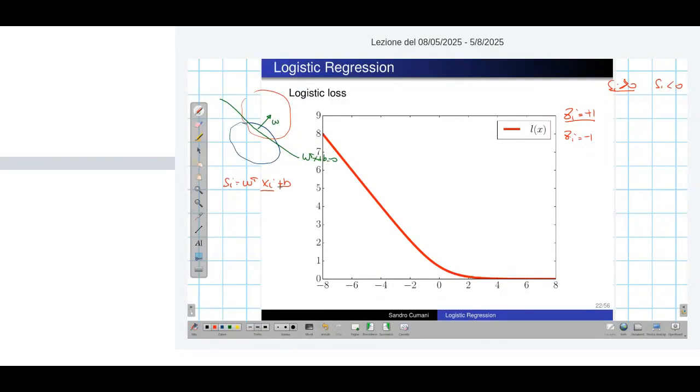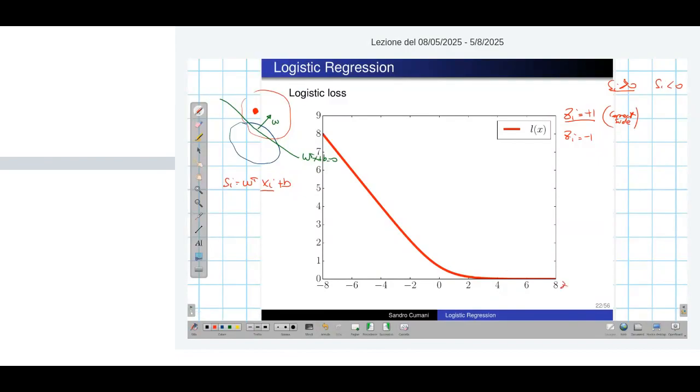If psi is greater than 0, where is the point? It's on this side of the separation rule. And Zi equal to plus 1 means that it's a red point. So it's a red point that is on the correct side. So this is a correctly classified point if I classify it with W.